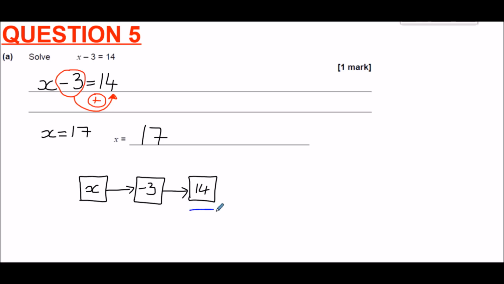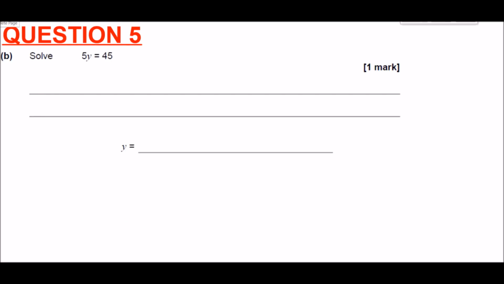Now what we do is start at the end and work backwards, going the opposite way, doing the opposite thing. So start with 14, but move backwards. Because we're going the opposite way, we're going to do the opposite thing. So above we took away 3, and the opposite of taking away 3 is adding on 3. And so 14 plus 3 gives us x, which as I said before is 17. This method will only work if all the x's are on the same side of the equation, which they are here. There's no x's on the right hand side, so this method will work fine.